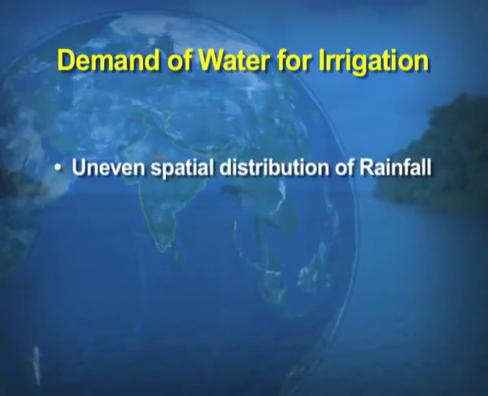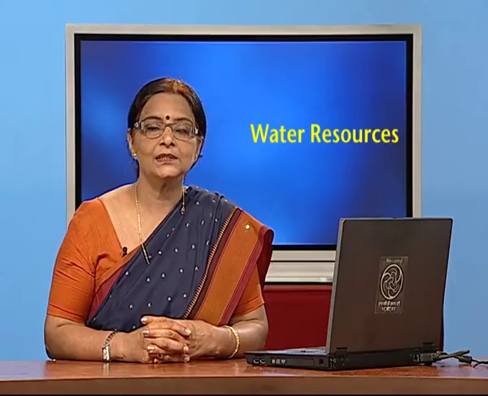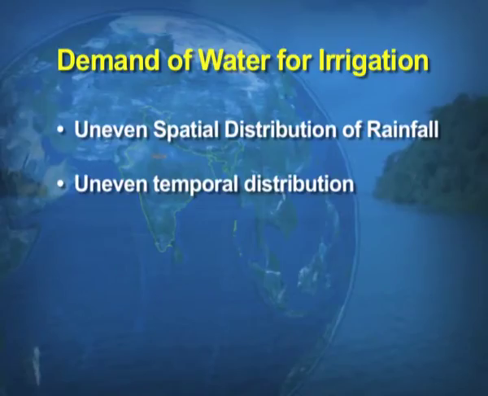The spatial distribution of rainfall is very uneven in the country. So when I say spatial, that means all the areas do not receive the same amount of water. The second factor for the demand of irrigation is uneven temporal distribution of rainfall. Spatial means all the areas do not receive the same amount, and temporal means because India receives the rainfall through the monsoons, the time and amount of rainfall is not at all fixed. So we have to depend upon the irrigation.